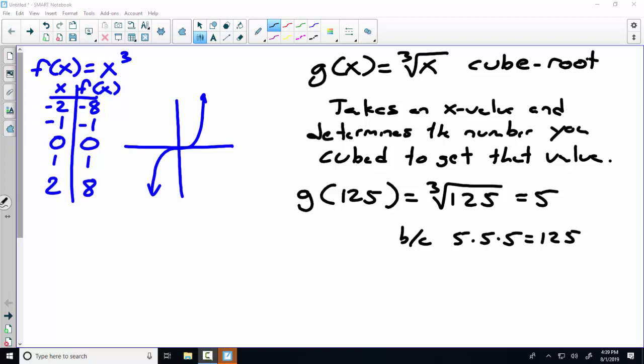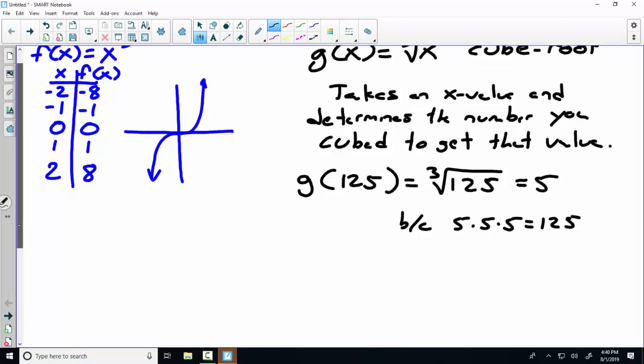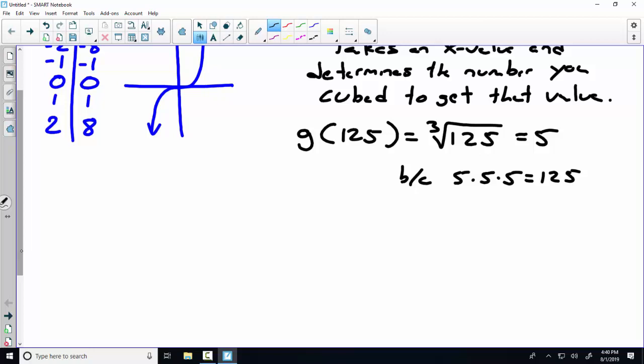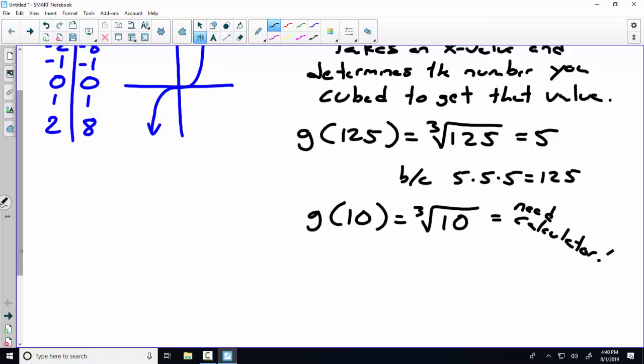Now, you can actually take the cube root of any number you want, but a lot of cube roots are not answers we know quickly. So I could ask someone for the cube root of 10, but unless you're a mathematical genius, you're not going to know that without a calculator. So that's a need-a-calculator problem. I don't want to tell you you need one, but I would use a calculator on that. So when we plug numbers into this function, we want to make sure we plug in numbers that we know the cube root of.